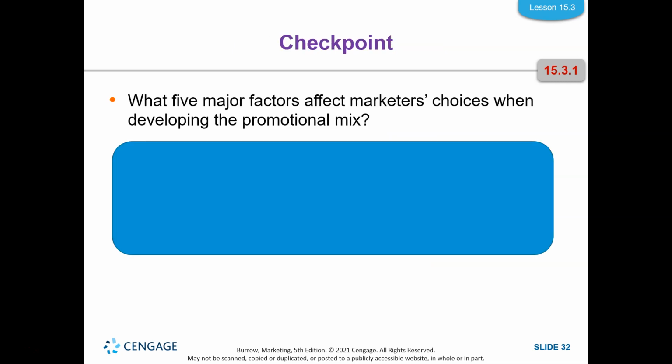Now, checkpoint question for 15.3.1. What 5 major factors affect marketers' choices when developing the promotional mix? I will pause now so that you may access the textbook pages and slide decks to answer the question. Moving on.